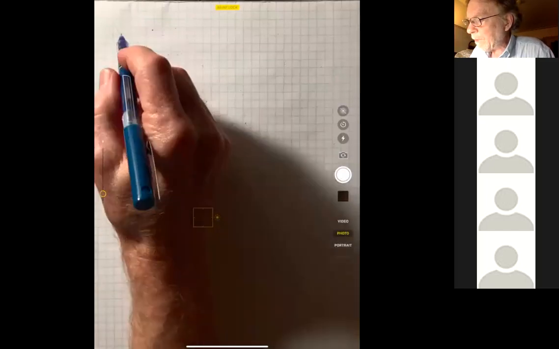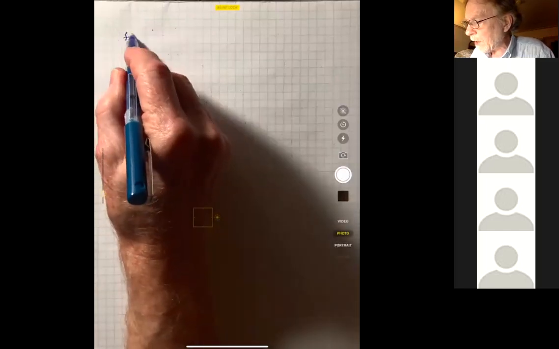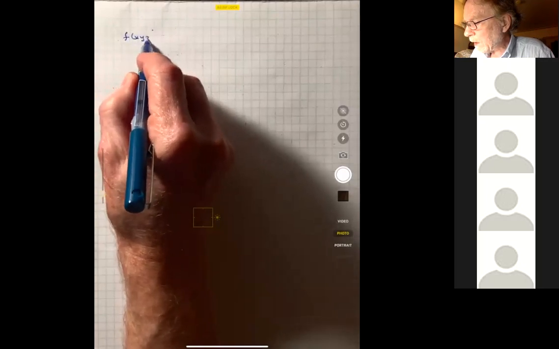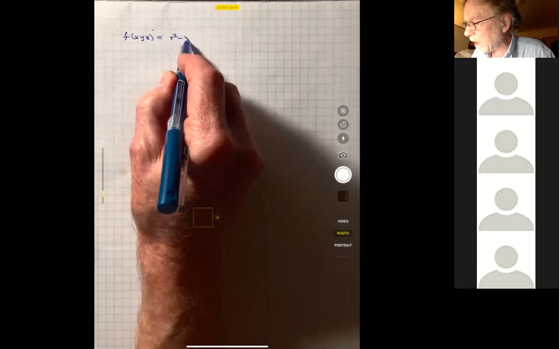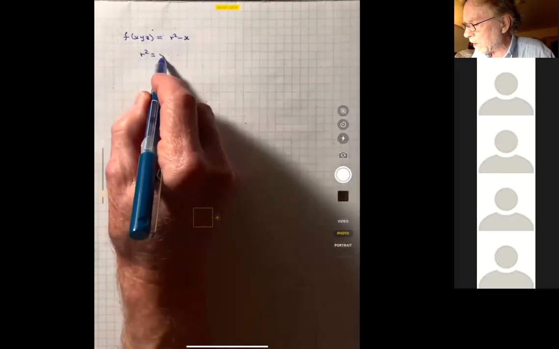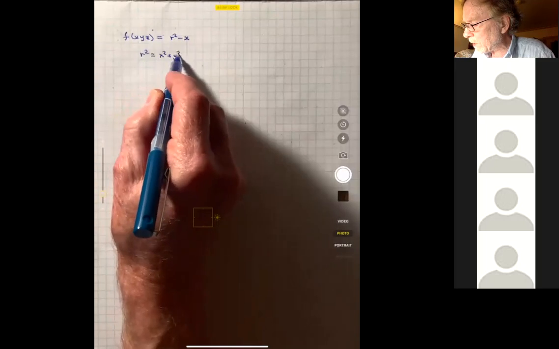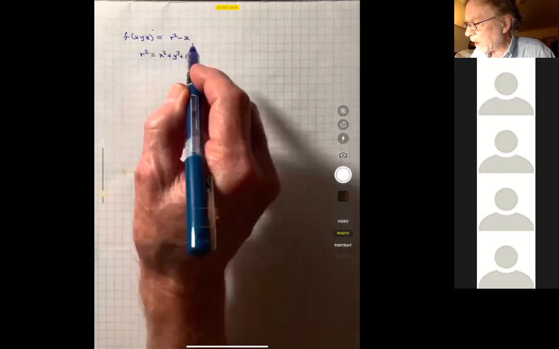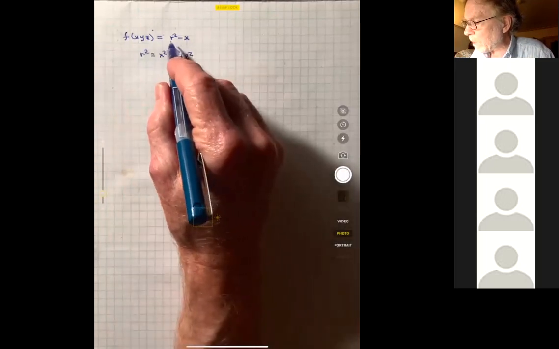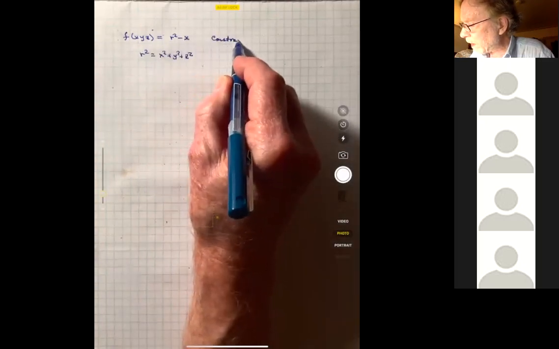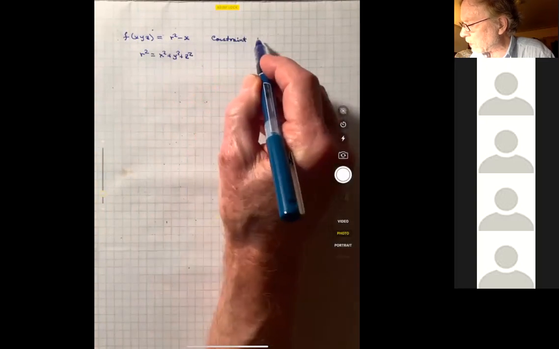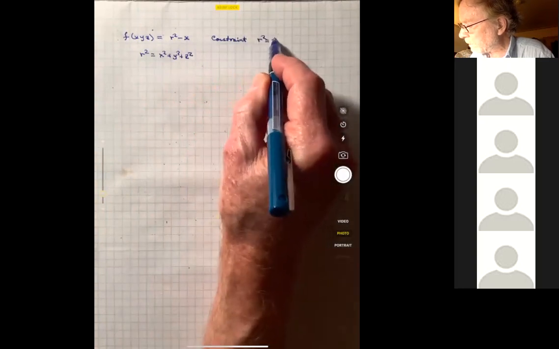Let's suppose I have a function in 3 variables, x, y, and z. And let's say that function is equal to r squared minus x, where r squared is the obvious meaning of x squared plus y squared plus z squared. And I want to minimize this function or maximize it subject to the constraint that we want to look at the function only on the surface of the sphere r squared equals 1.